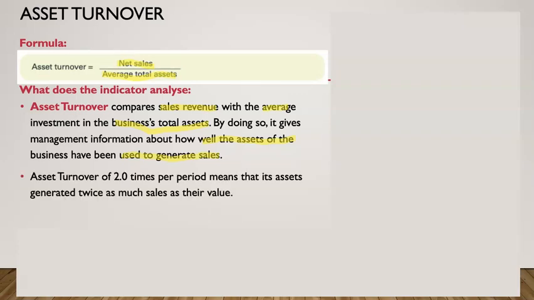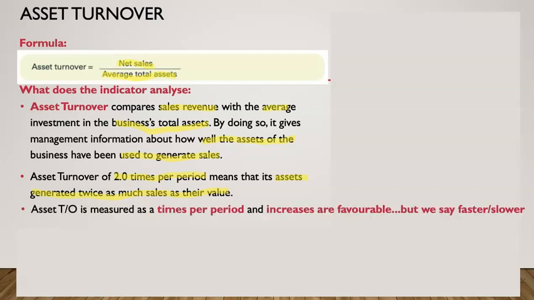So an asset turnover of 2 times per period, and what do you notice? This isn't a percentage, it is a times per period, and this is how it's going to be reported. It means that its assets generated twice as many sales as their value. So they generated 2 times sales of their value. So asset turnover is measured as times per period. We want this number to increase. Increases are favourable. But we don't say increase, we say it is faster or slower. So an increase is going to be saying it is faster.